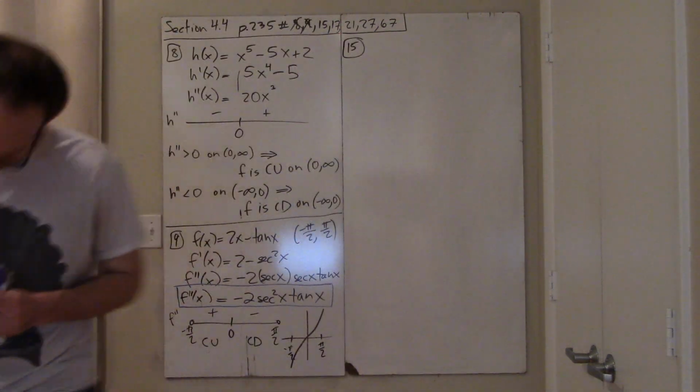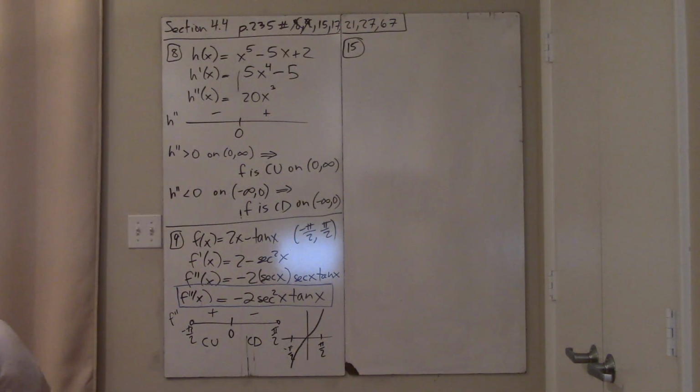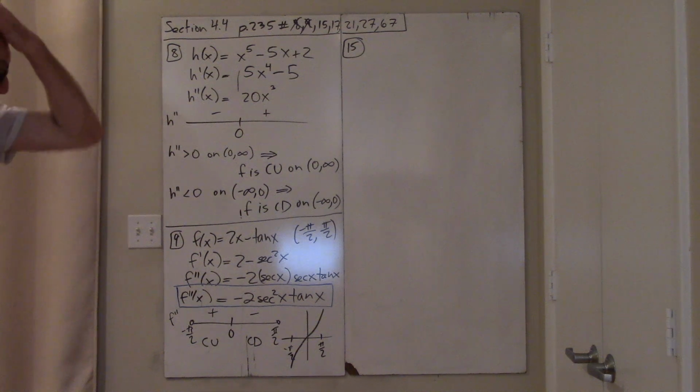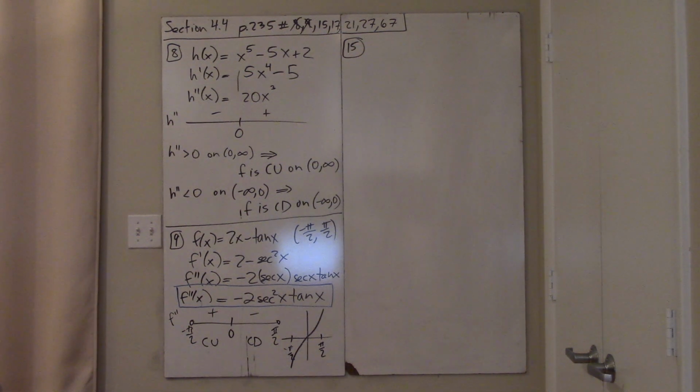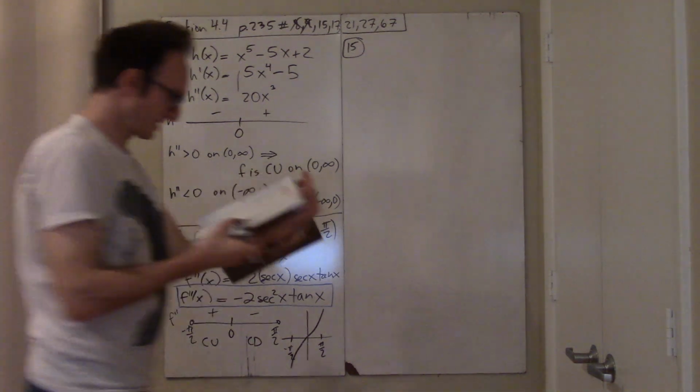15 is just more of the same. Find the points of inflection and discuss the concavity, which is just another way of saying figure out whether the function is concave up or concave down. Okay, maybe this homework is kind of short. I don't know, we'll see.